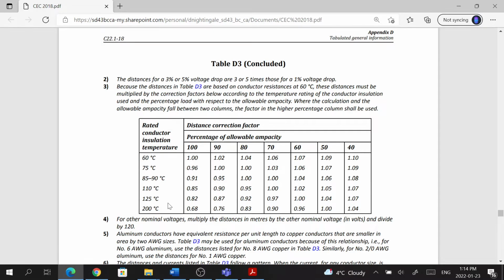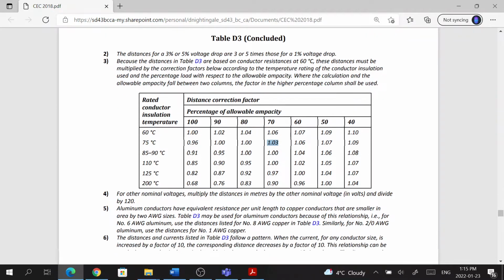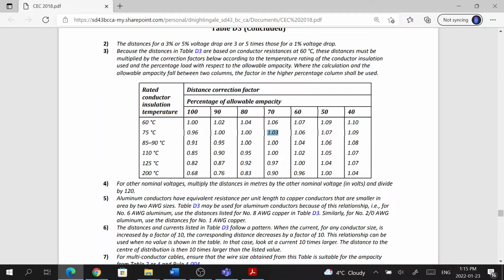So where the calculation of allowable ampacity falls between two columns, we're at 62.5%. If it falls between two columns, a factor in the higher percentage column shall be used. So we're going to go to the higher column, number 70. And our temperature rating of the conductor is 75 degrees, so this time we don't have to account for the termination points. So we're going to use this multiplier in our calculation.